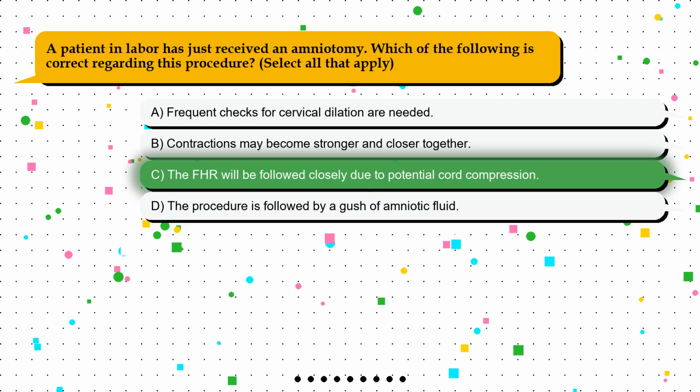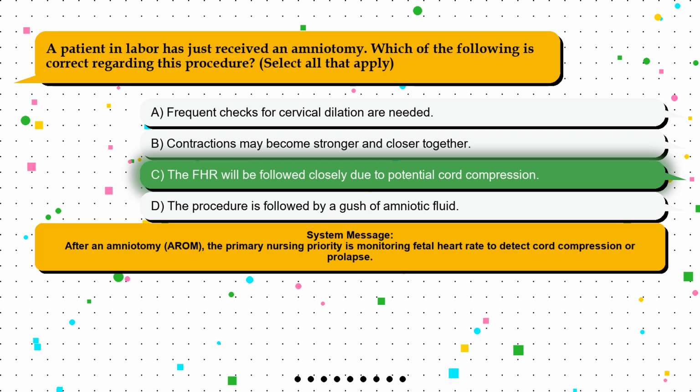The correct answer is option C. The FHR will be followed closely due to potential cord compression. After an amniotomy, AROM, the primary nursing priority is monitoring fetal heart rate to detect cord compression or prolapse.